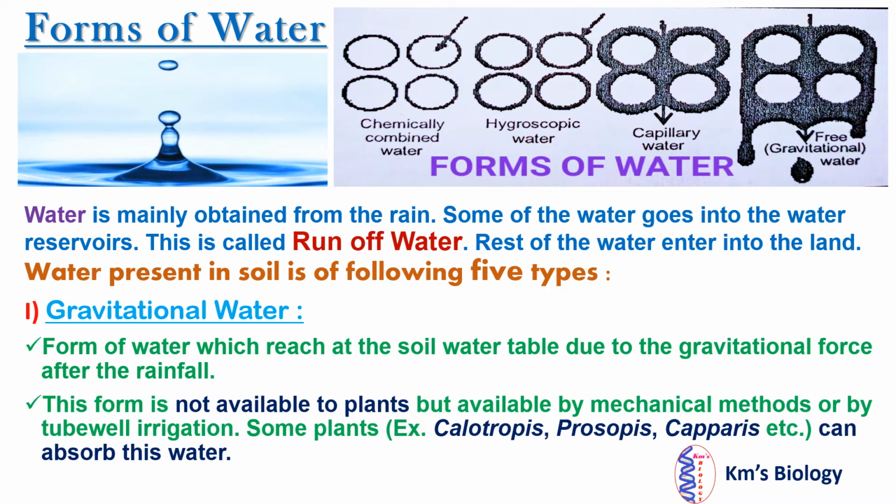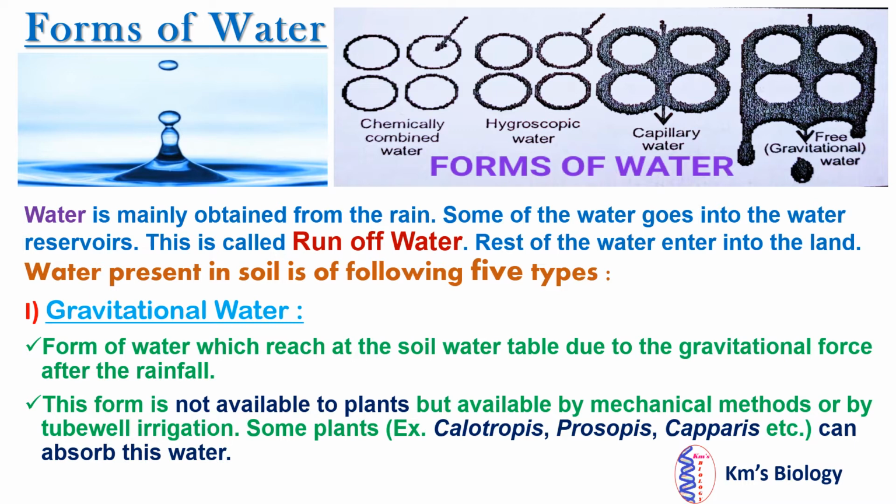Let us discuss different forms of water. Water is mainly obtained from the rain. Some of the water goes into the water reservoirs. This is called runoff water. The rest of the water enters into the land. Water present in soil is of the following five types.